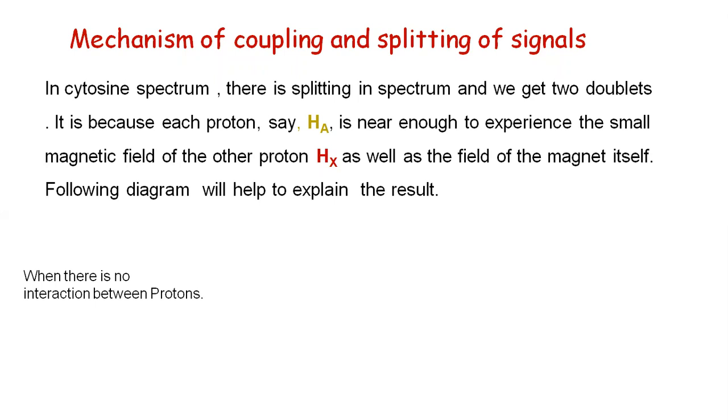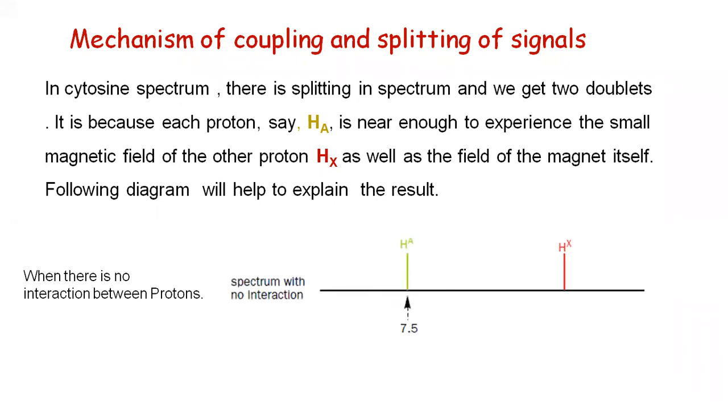See, suppose you see the example of pyrimidine. When there is no interaction, the spectrum will be like this. If you consider that there is no neighboring proton, as we have seen in pyrimidine, we can say there is no splitting, right? So you see here, these two, HA and HX, appear like this: singlet, singlet.